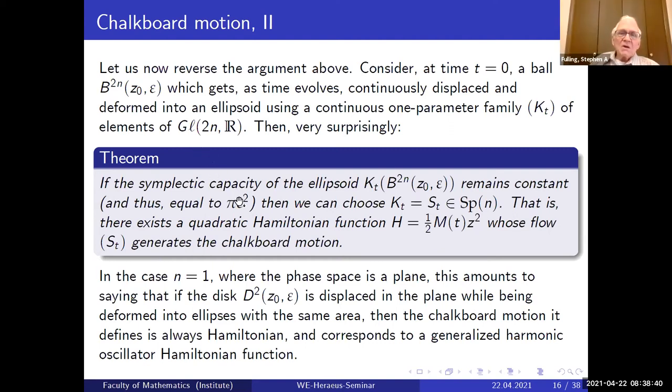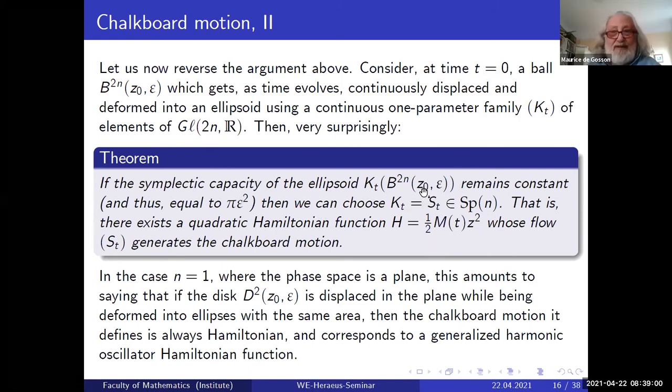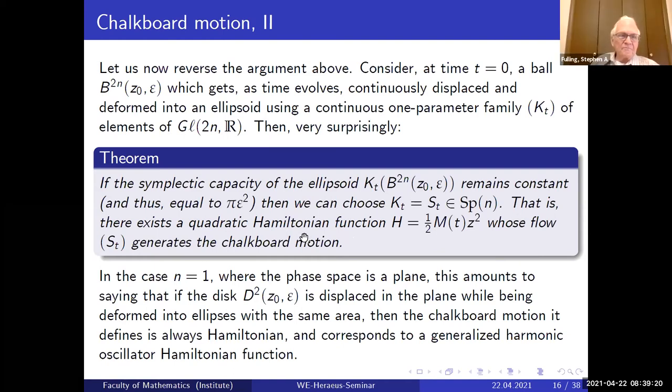Question: does this theorem apply to all of these ellipsoidal trajectories simultaneously, or just for one of them, for a given z zero? No. If you have one z naught here, and if you deform it, then the deformation of that ball will be Hamiltonian. It says nothing of what happens to other balls centered at other points. Actually, each of these balls will have its own Hamiltonian. Very good question, actually. Thank you. So the behavior is very local, actually.